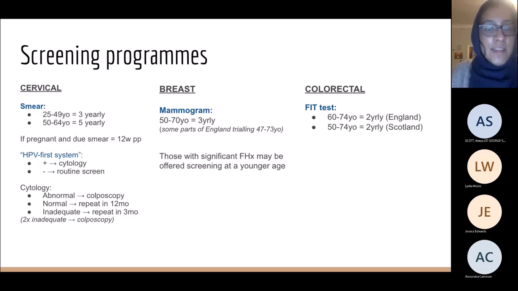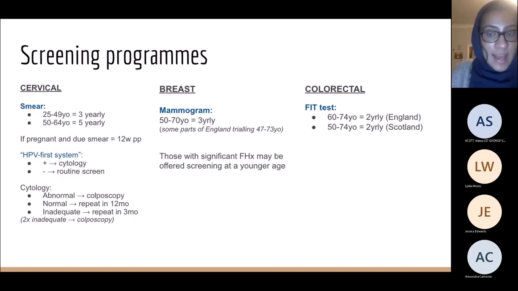That involves doing a FIT test, which is basically looking to see if there are any traces of blood in a stool sample that could potentially indicate bowel cancer. And you do that every 2 years for those between 60 and 74 in England, and for those between 50 to 74 in Scotland.